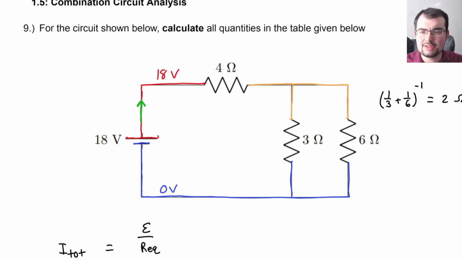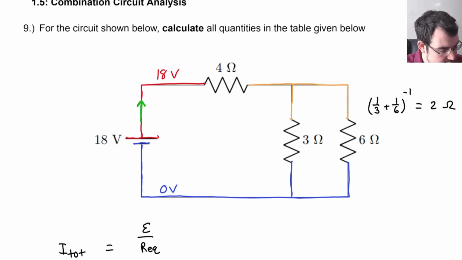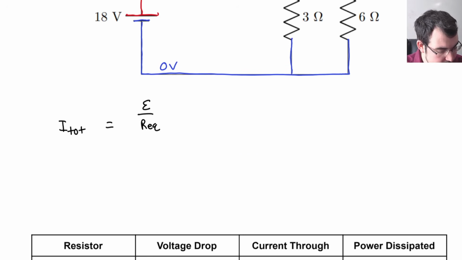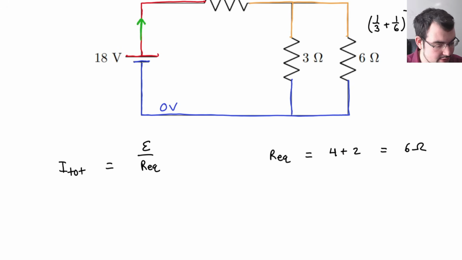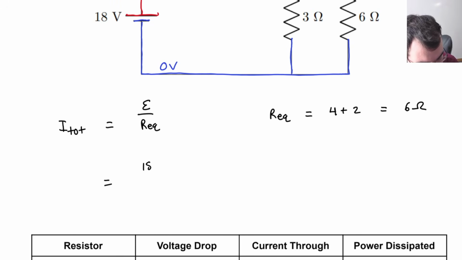So actually the 3 and the 6 make 2 ohms together in parallel. 3 plus 6 equals 2, as we like to say. So we have a 2 and a 4, which makes 6. So R_eq is equal to 4 plus 2, which is equal to 6 ohms, because the 4 is in series with the 3 and 6 parallel, which combines to 2. So 4 plus 2 is 6. Our battery voltage was 18 volts. We divide that by the 6 ohms, and we get 3 amps of total current. So that is very helpful to us.